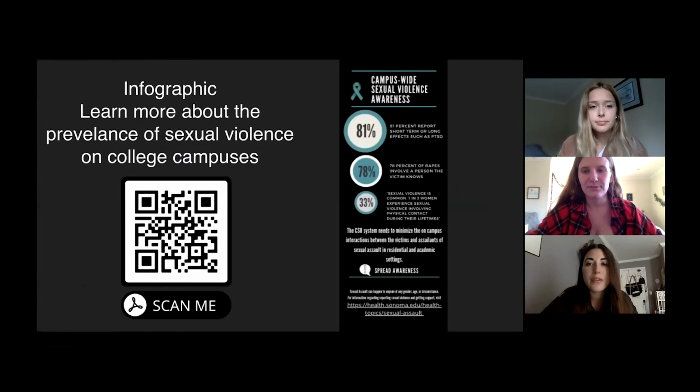In order to give you all a visual, we created this infographic. If you scan the QR code, it will take you to a PDF version of the infographic that's easier to read. But for now, I'll just give you a few of the statistics that we decided to include. 81% report short-term or long-term effects such as PTSD. 78% of rapes involve a person the victim knows. And sexual violence is common. 1 in 3 women experience sexual violence involving physical contact during their lifetimes.